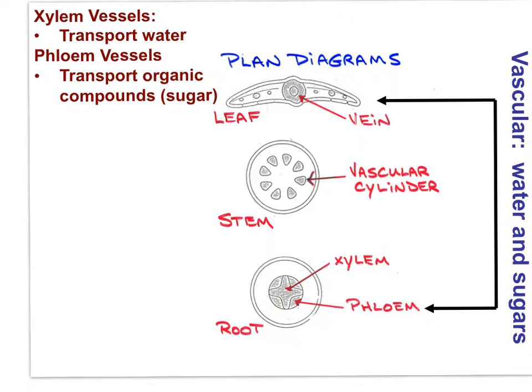Here are diagrams as cross-sectional sketches of the tissues of leaf, stem, and root. The vascular tissue can be seen in the root and in the stem and in the leaf. The xylem transports water from the roots to the leaves. The phloem transports organic compounds, sugars, from the leaves to all living cells within the plant.